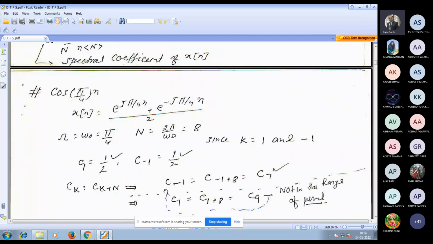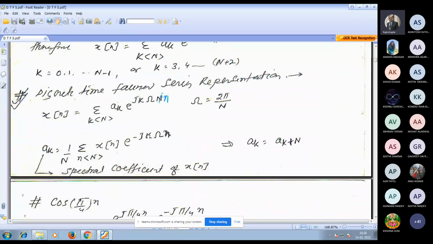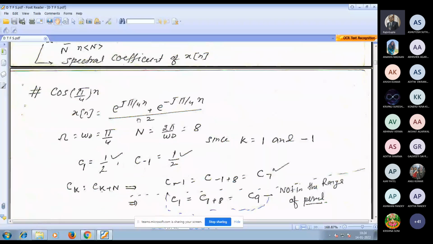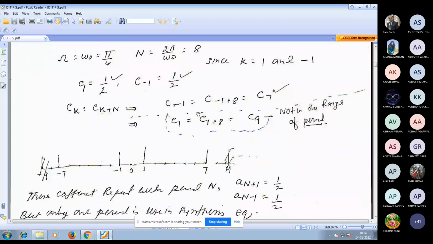So there are only two Fourier series coefficients, that is C1 or A1, whatever you want to write, and the Fourier series coefficients are 1 by 2 and 1 by 2. You simply write down this cos pi by 4 n in terms of exponentials and compare with the original equation. This is the original equation; you can compare with this. So you will have only two Fourier series coefficients. This is this. Okay.